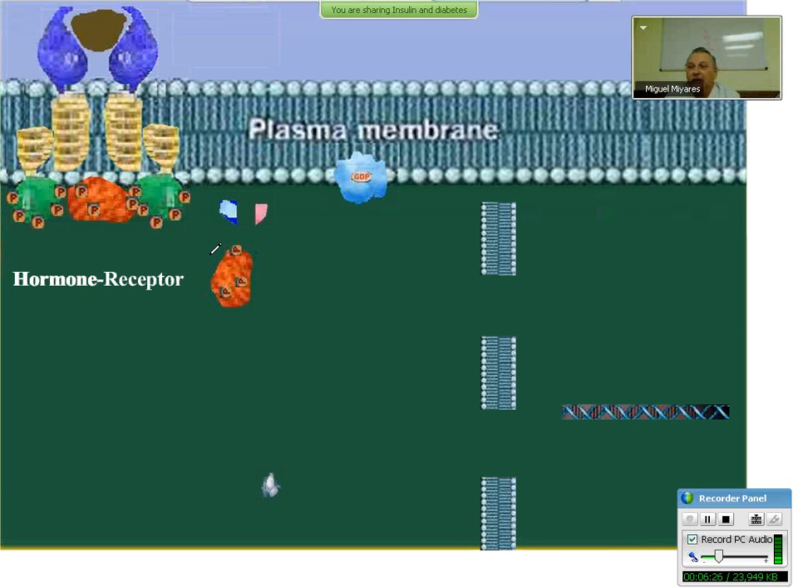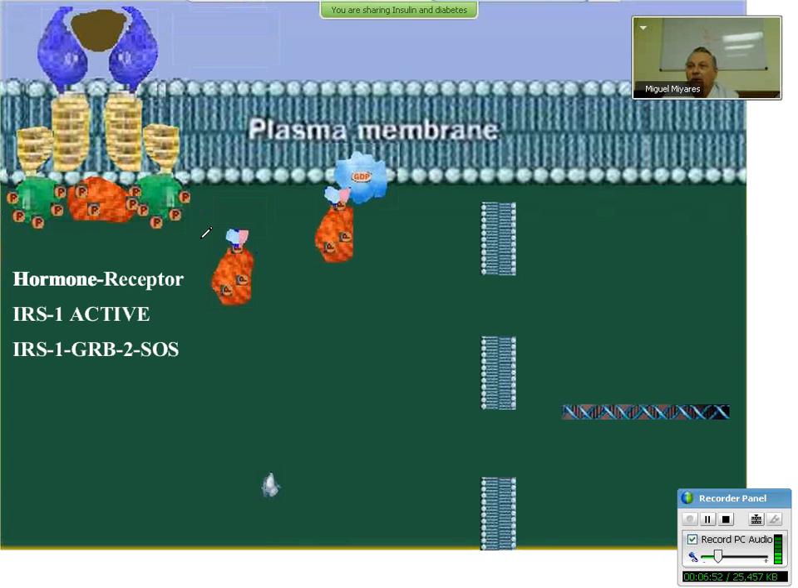Here comes insulin receptor substrate 1. And this insulin receptor will phosphorylate it, multiple phosphorylation. And once it is phosphorylated, it leaves this active site, the IRS1 active, insulin receptor substrate 1 active, and we produce a trimeric structure with the IRS1, the GRB2, and the SOS. And that is the complex that will activate RAS protein.